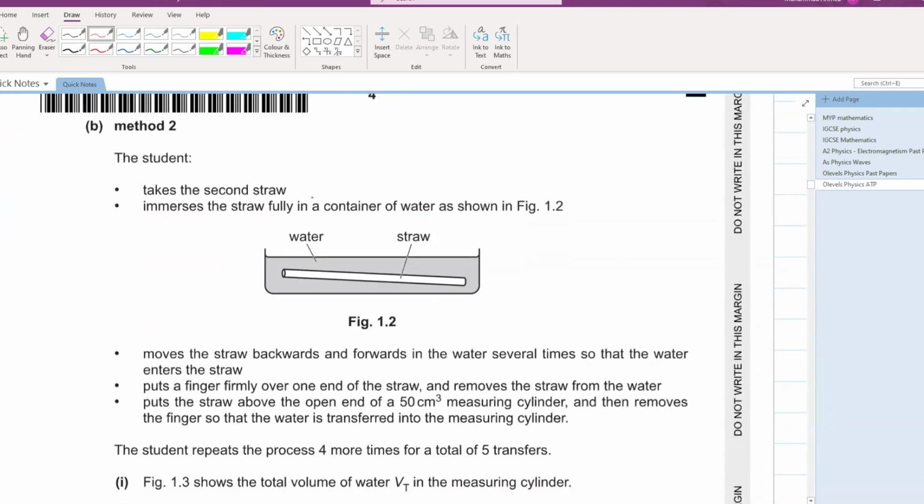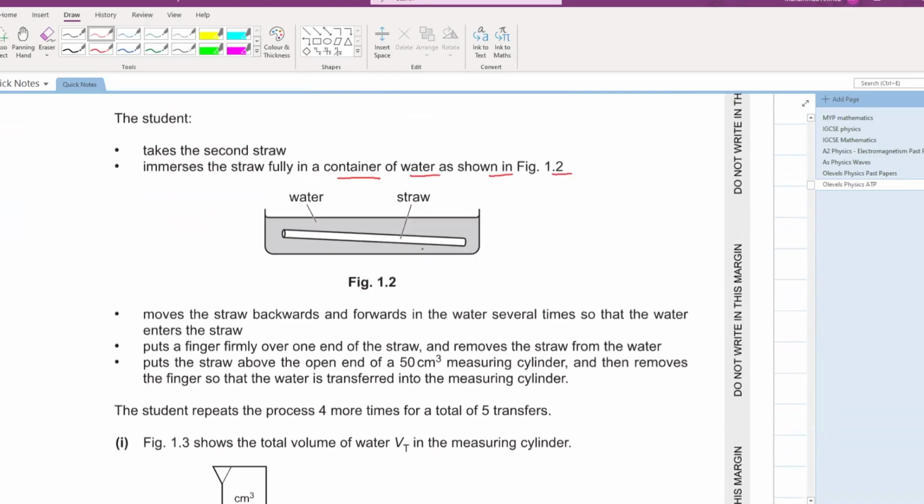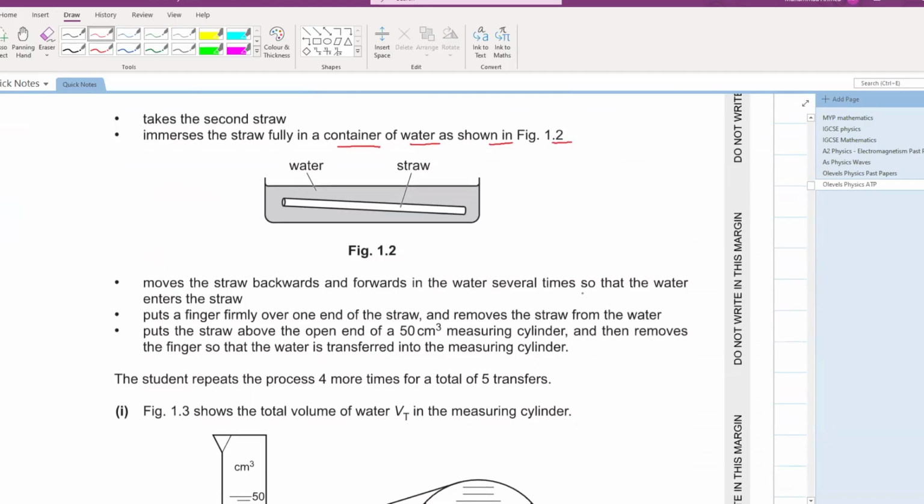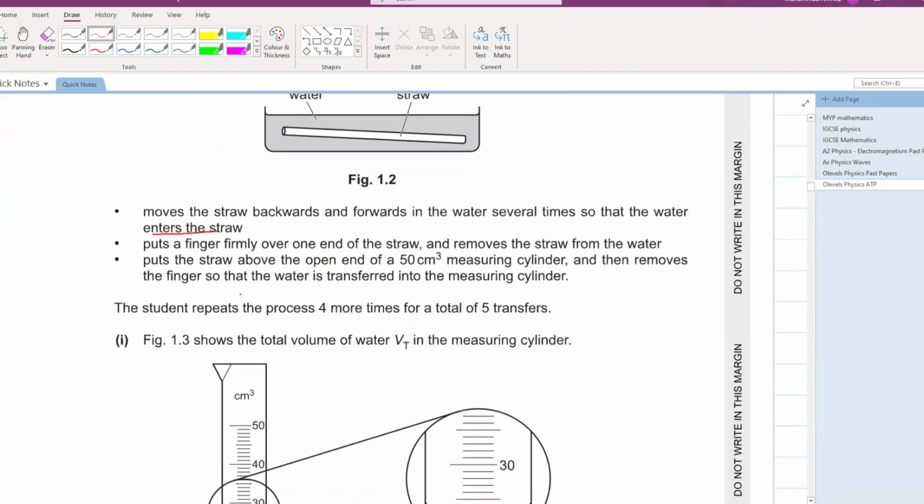Now let's see this. Method 2. The student takes the second straw, immerses the straw fully in a container of water as shown in figure 1.2. Move the straw forward and backwards in the water several times so that the water enters the straw. Puts a finger firmly over one end of the straw and removes the straw from the water. Puts the straw above the open end of a 50 cm cube cylinder and then removes the finger so that the water is transferred into the measuring cylinder.